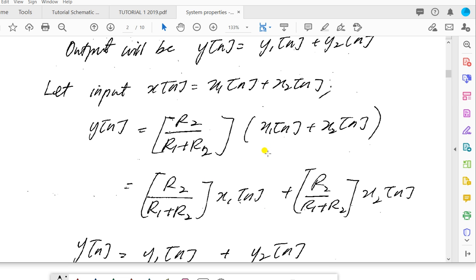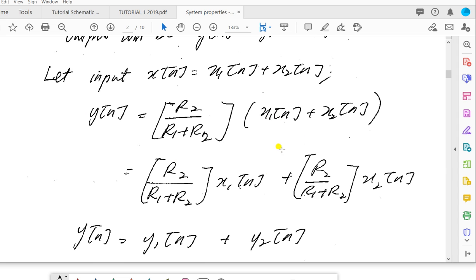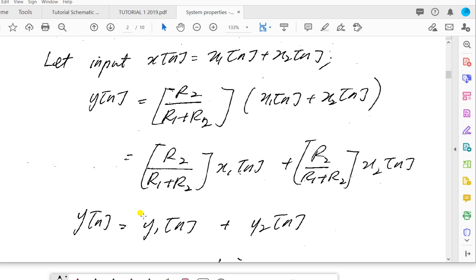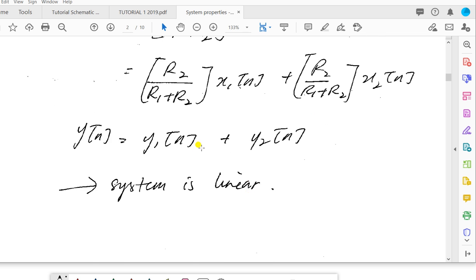As you expand the equation, you get r2[n] over r1 plus r2 times x1[n] and x2[n]. You see that this first term is similar to the original system, but in terms of x1[n], so this is y1[n], and for x2[n], this is y2[n]. Therefore this system is linear.